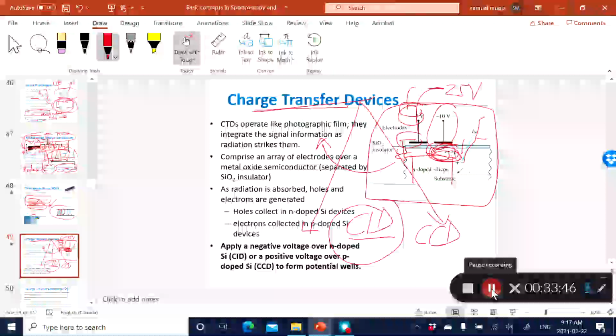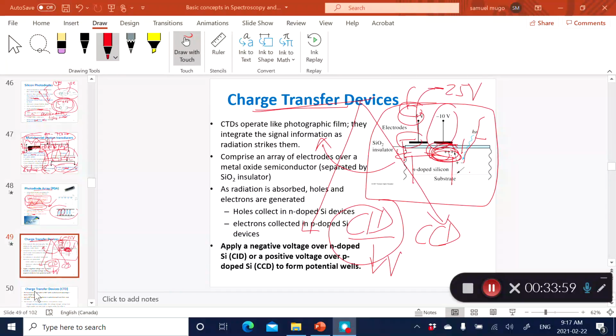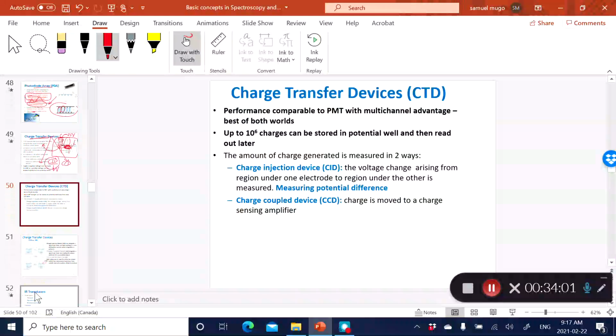Okay, so you just move the holes, because of the change of polarity, and because of that, there's a potential difference that is created as you move those electrons or those holes across two sets of electrodes. And so in this case, you're measuring the voltage. In CCD, you're measuring the charge. And so as I've said, with the CID, you're measuring the voltage change as you move the holes or the electrons. And with the CCD, you are measuring the charge as you move those holes or the electrons to a charge sensing amplifier.